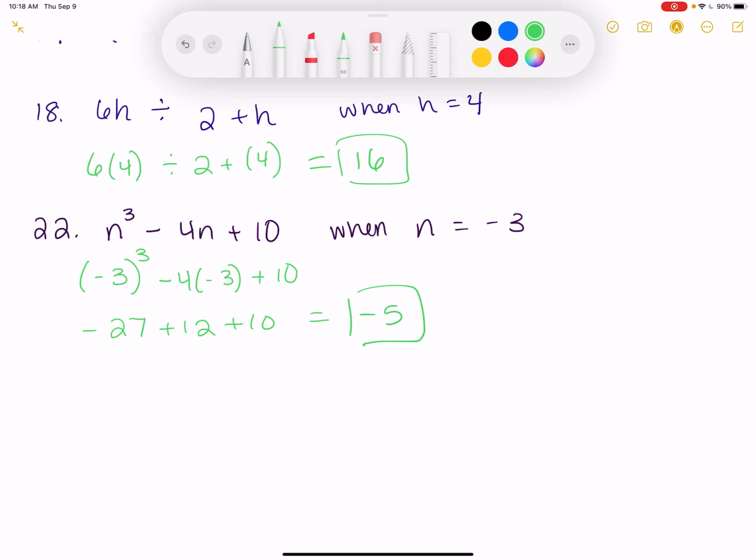I forgot to put a negative sign by it. That will make a little bit of a difference. Just a little bit.